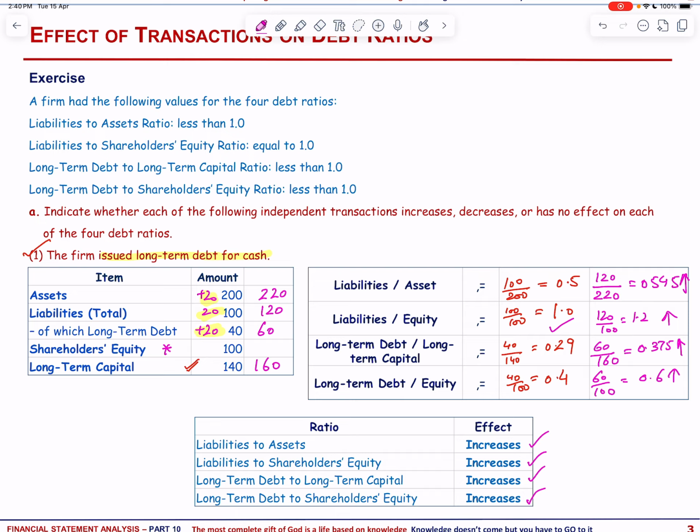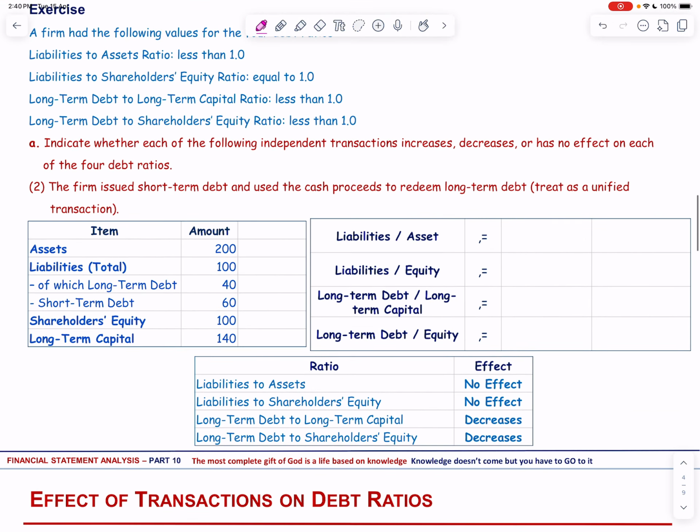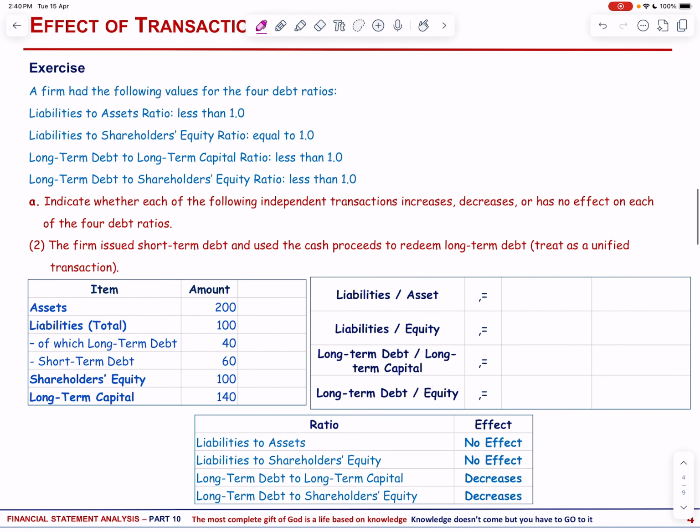We move on to the second part. We have the same set of information. The only thing is now the firm issued short-term debt and used the cash proceeds to redeem long-term debt. Treat as a unified transaction. Now this is a restructuring of liabilities. As you can see, there will be no net change in total liabilities or total assets, but it shifts the debt from long-term to short-term.